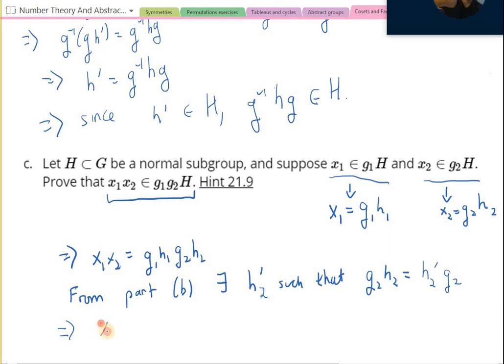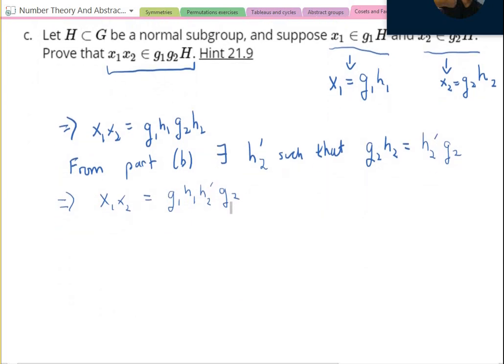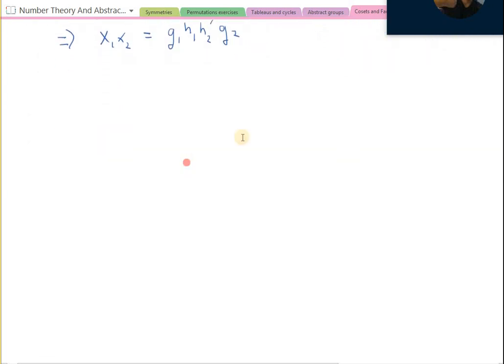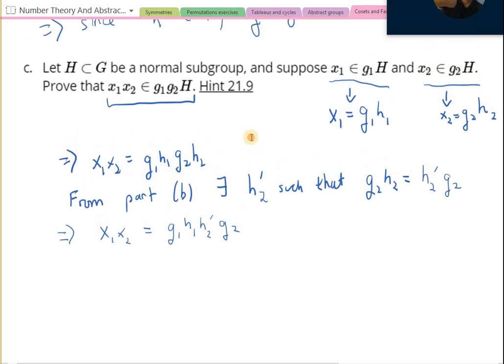Then you'd have x1, x2 is equal, you've got an H sandwich. All right, that's what you got. That's all right. So you're going somewhere, but not where you want to go. Oops. You're going somewhere. Maybe that's not quite what you want.